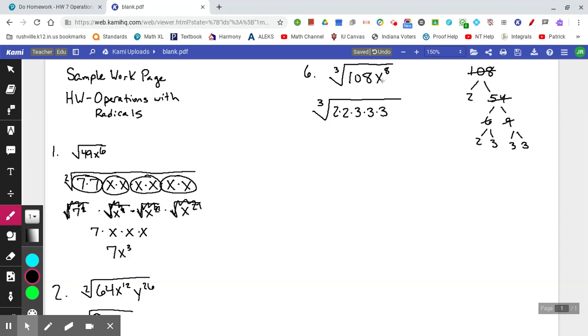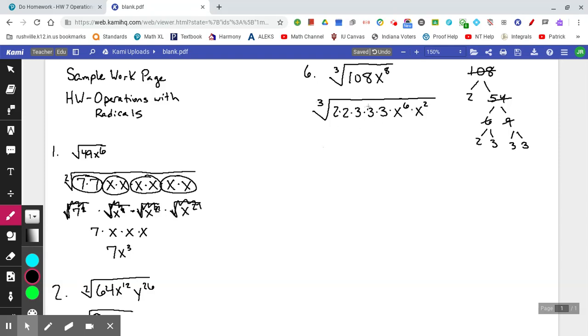And then, since this is a variable, instead of writing it as x to the 8th, remember I'm going to take that exponent and divide it by the index. So 8 divided by 3, but that doesn't work, because 8 isn't a multiple of 3. But what I could do is rewrite this as x to the 6th times x to the 2nd, because the product rule says 6 plus 2 is 8. So x to the 6th times x squared means that I have x to the 8th power. The reason I did this is because I chose the highest multiple of 3 that is in 8. So x to the 6th will be able to break down, and then I'll have my leftover portion right here.